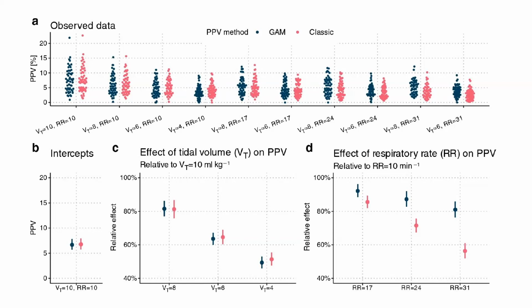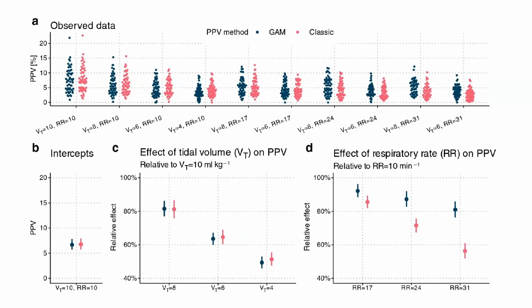So the generalized additive model approach only decreased down to 80% compared to a respiratory rate of 10. And that completely falls in line with our expectation that the classic approach to calculating pulse pressure variation falls short when we have high respiratory rates.